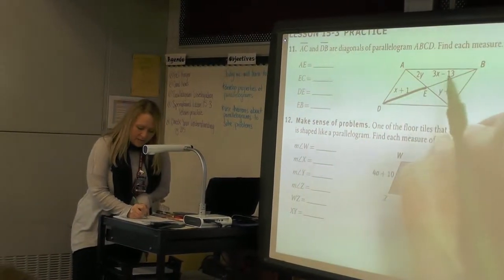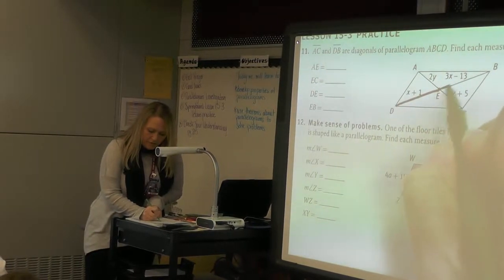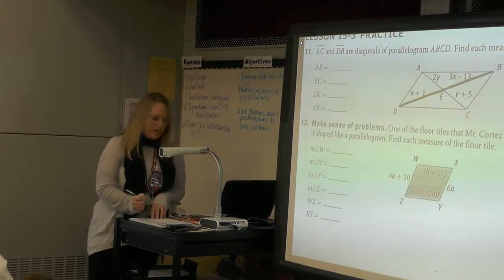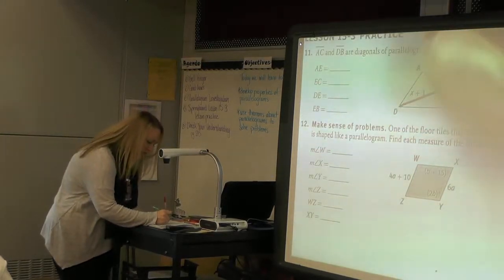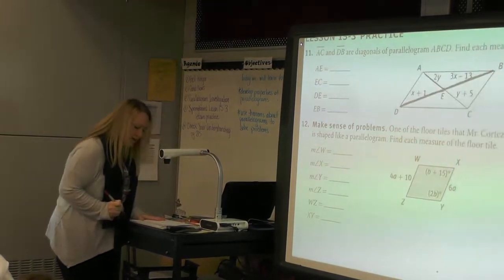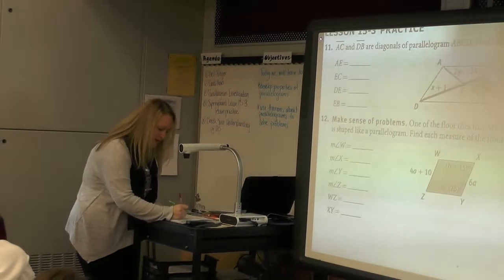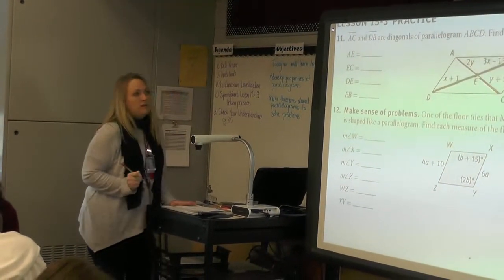The 3x minus 13 goes with EB. Okay, and then the other diagonal is AC. So the 2y goes with AE, and then the y plus 5 goes with EC.